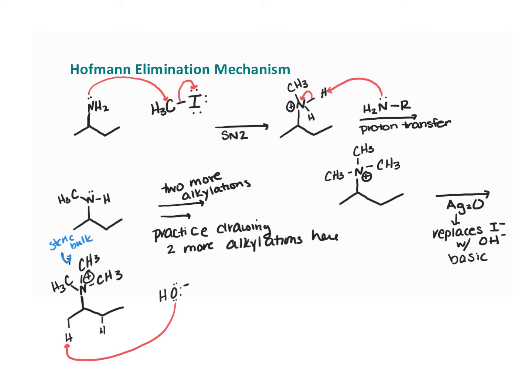So it comes in through an E2 reaction, and it steals that hydrogen, and those electrons go right there, and it bumps off this NH2 group, NCH3 group, and forms this guy right there.